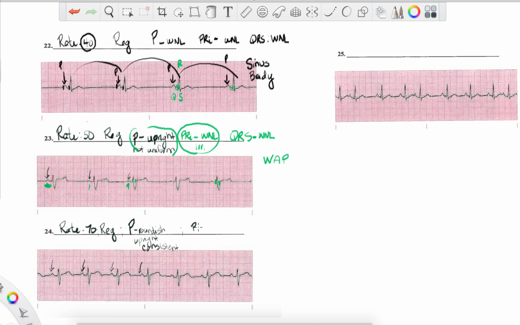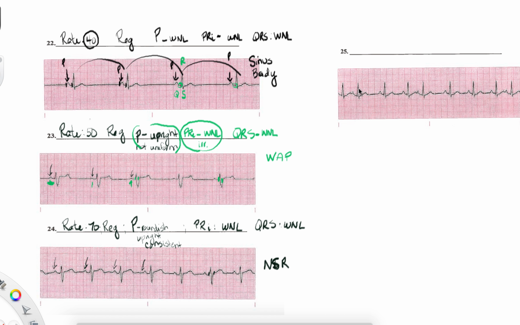And then if we look at the PR interval, we'll find that it too is consistent and it's within normal limits. And then the QRS looks fine. It too is within normal limits. So everything is normal about this. So it's normal sinus rhythm. Okay, and looking at our last one.